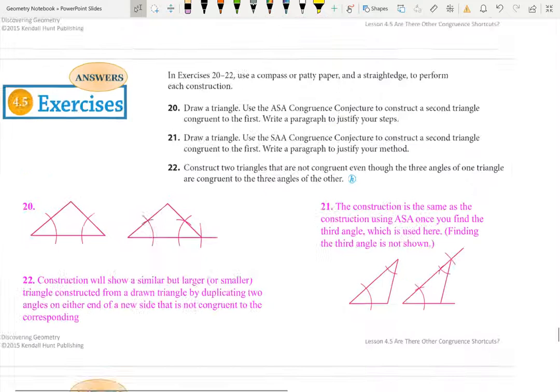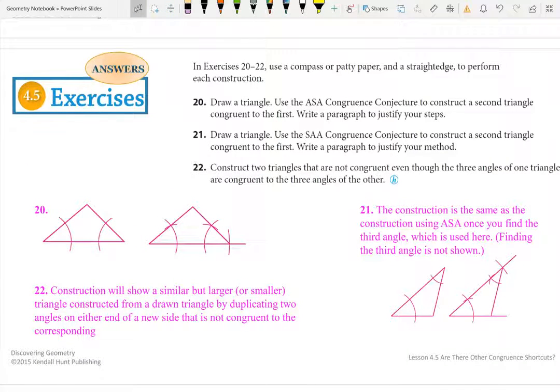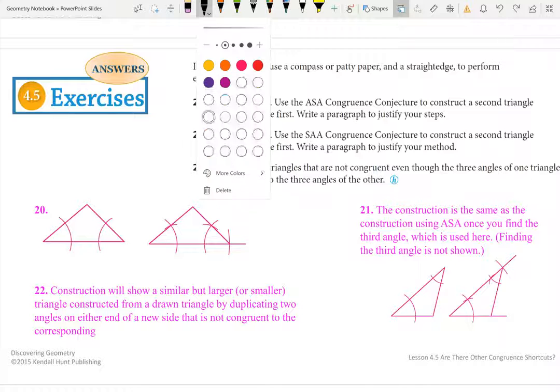Number 20. Okay. Use a compass or patty paper and a straight edge to perform each construction. Draw a triangle. Use the ASA congruence conjecture to construct a second triangle congruent to the first and write a paragraph to justify your steps. Okay, so what they're showing you here is you're gonna draw a random triangle. So you draw a random triangle, a little better here.